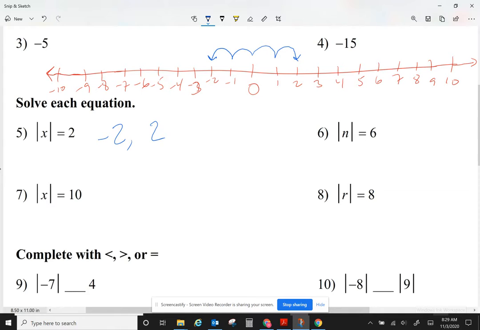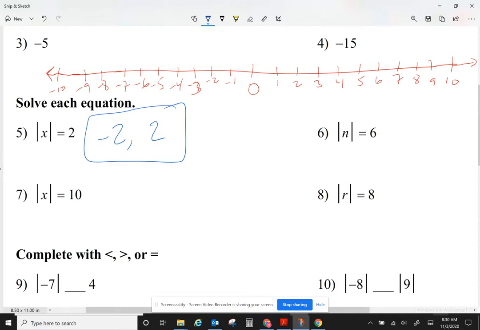Now, one thing though, when you type in your homework, make sure you have a comma after the first number and make sure you have a space after the comma. Once again, it doesn't matter which one you write first, the positive or the negative, but make sure you have a comma after the first number and make sure you have a space after the comma.